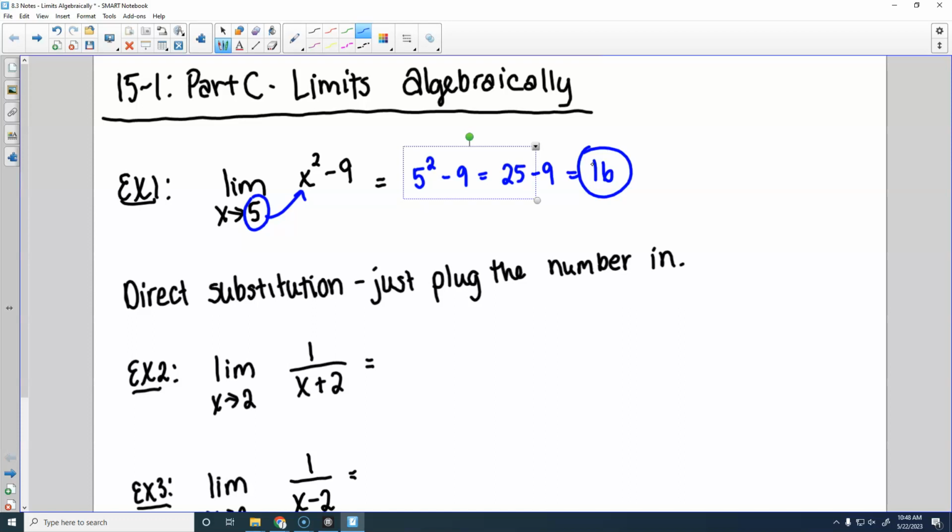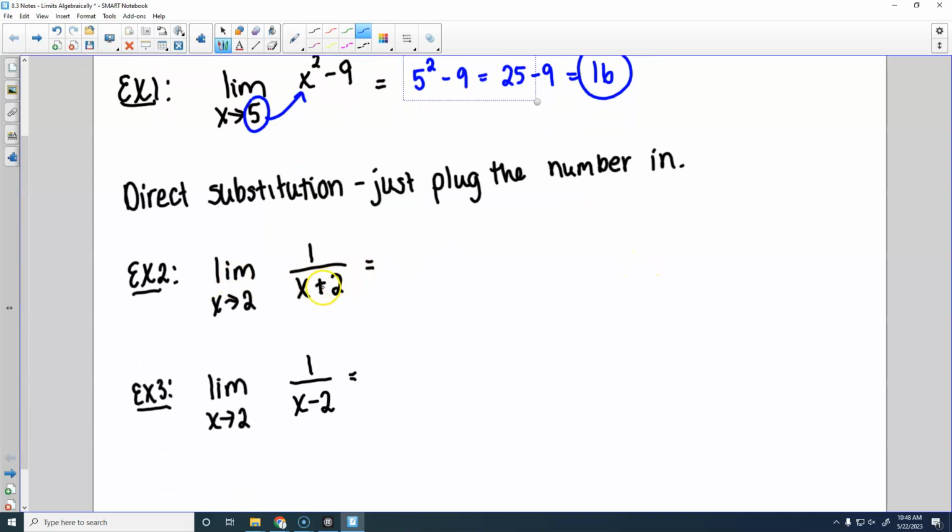Okay, so this is called direct substitution. If you can plug your value into your equation and it gives you a valid answer, that is your answer. So this is the super easiest form of algebraic limits, just plugging in the number. If we're doing example 2, we're just plugging that 2 in right there for the x. So we would have 1 over 2 plus 2, which would give us 1/4. And that would be the answer. So if you can plug the number in and you get a value, that value is your answer.